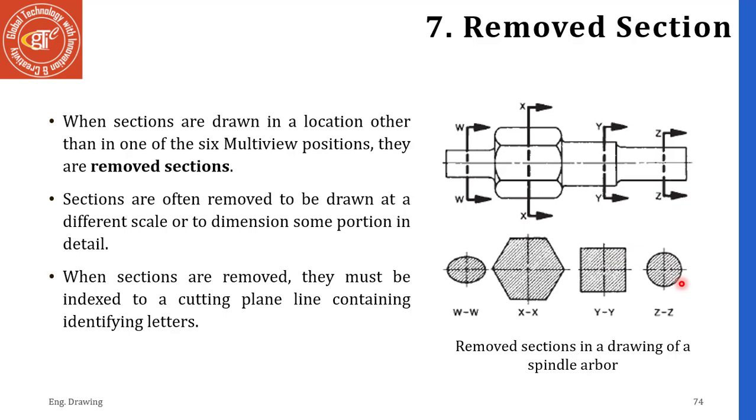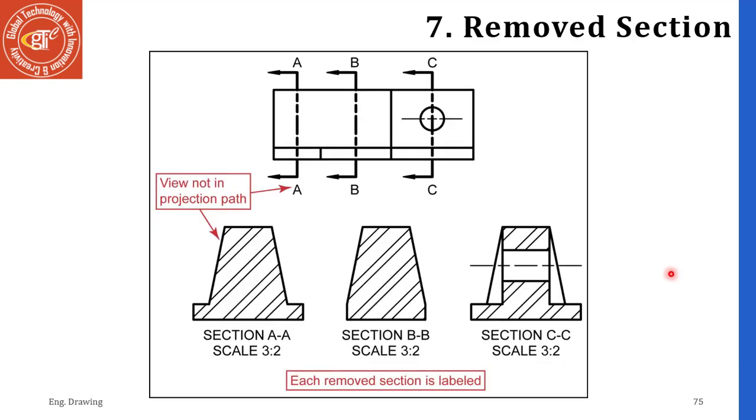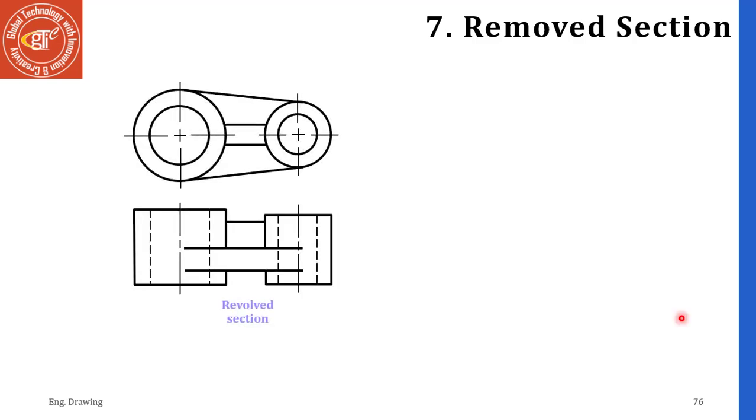These are the removed sections in a drawing of a spindle arbor. Here you can again see each removed section is labeled: section A-A, section B-B, and section C-C, and the following scale is used, that is 3:2 for all the cases. Another example of removed section view.